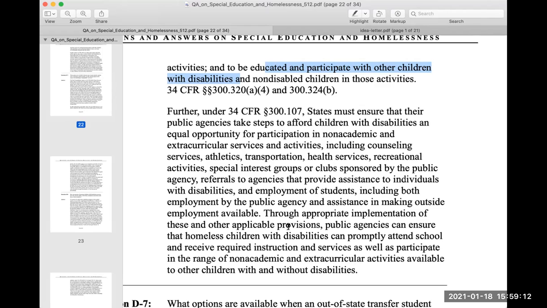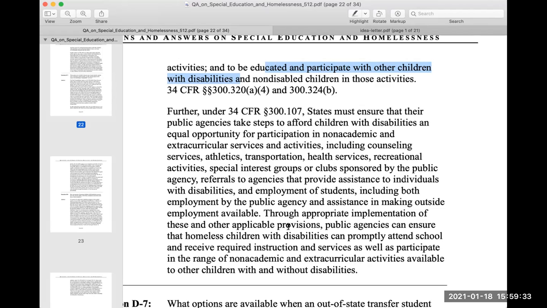Through appropriate implementation of these and other applicable provisions, public agencies can ensure that homeless children with disabilities can promptly attend school and receive required instruction and services, as well as participate in the range of non-academic and extracurricular activities available to other children with and without disabilities.